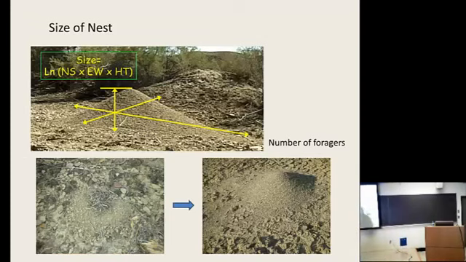Additionally, we measure the size of everybody every year. Ideally we would like to know the population of workers in the colony, but that's, in practical terms, not possible. What is possible is to estimate the number of workers in the colony. We do that by measuring the size of this external nest cone. It's just length times width times height. Take the log of that, and it gives you a measure of colony size. It correlates very well with the number of foragers in a colony, so that's nice.